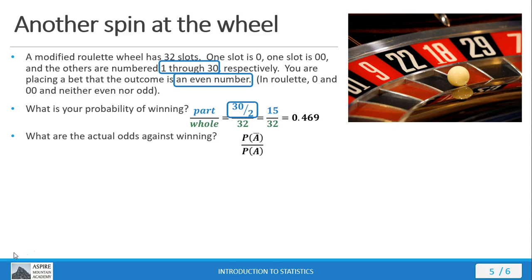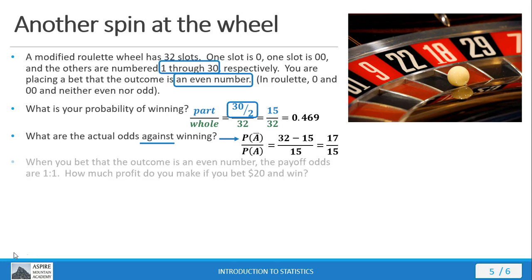Okay, the actual odds against winning. So the probability of not A is going to go on top. Probability of A is going to go on the bottom because we're doing it against winning. When we calculate that, not A is going to be the losing part. That's the part where we take out the winning part from the total. That gives us what's losing. So 32, which is the whole, minus the winning part, gives us the losing part, 17, divided by 15. And 17's prime, so we can't reduce that fraction anymore. There's our answer, 17 over 15.